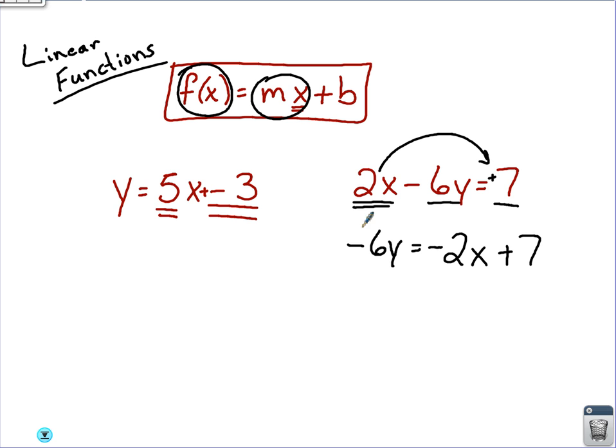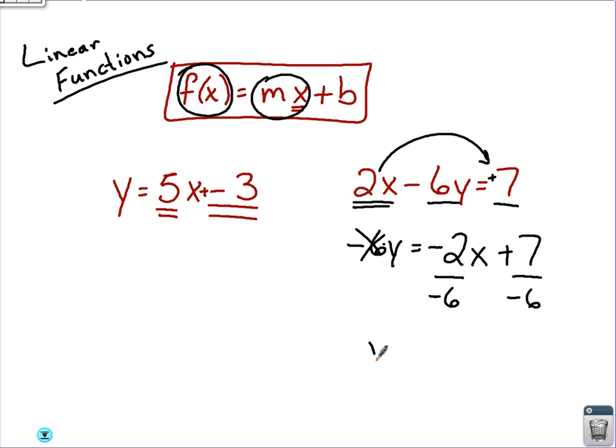So we've got to somehow get rid of negative 6. Since negative 6 is being multiplied by y, I can remove just the negative 6 and leave the y by dividing. Now the question is, what do I need to divide by negative 6? I need to divide the entire side by negative 6, both terms. So I'm going to divide my first term by negative 6, and I'm going to divide my second term by negative 6, and it cancels it out.